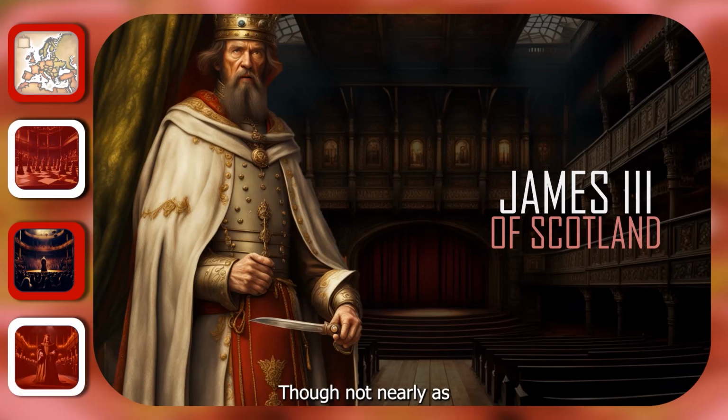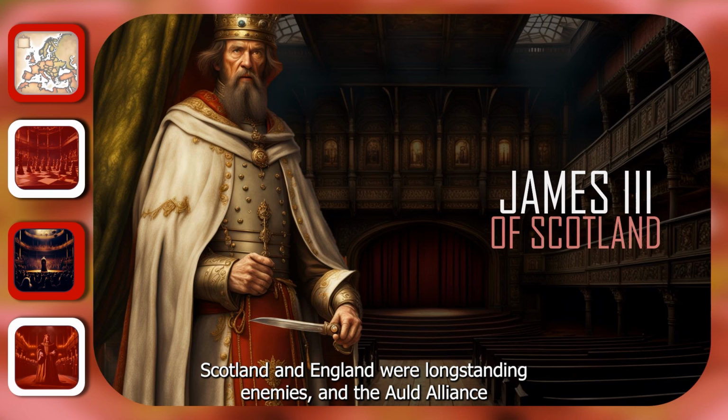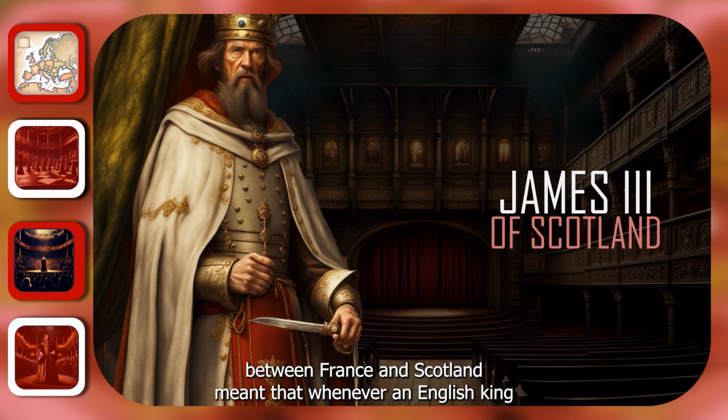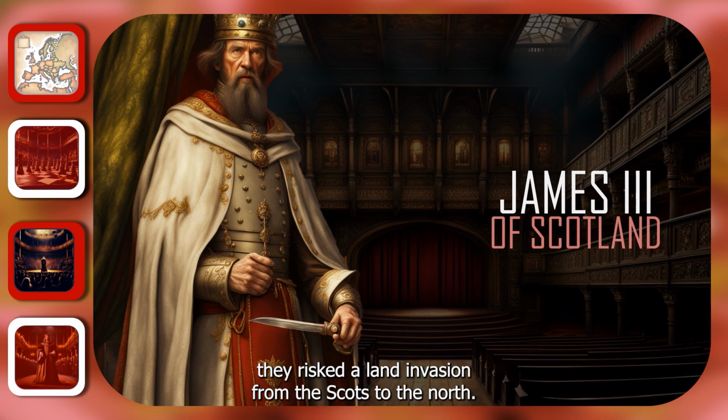Though not nearly as powerful as other European leaders, the Scottish kings were significant to English politics, since they shared a land border. Scotland and England were long-standing enemies, and the old alliance between France and Scotland meant that whenever an English king travelled over to the continent to engage in warfare with France, they risked a land invasion from the Scots to the north.